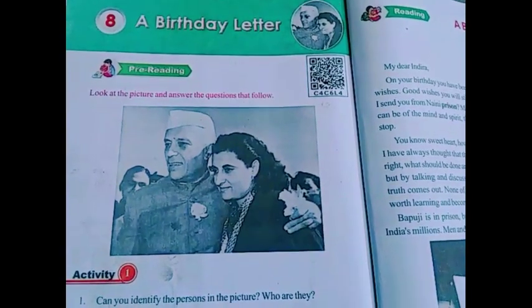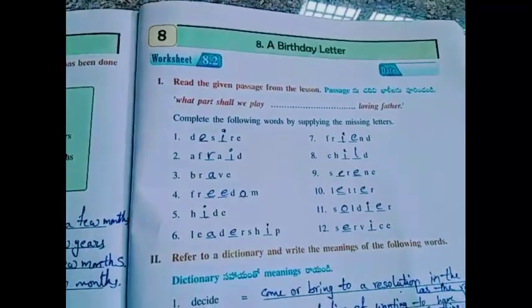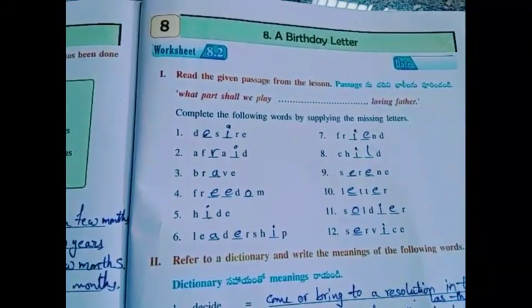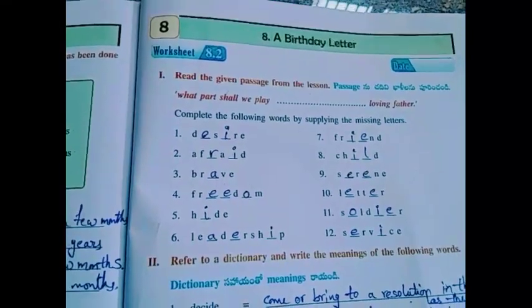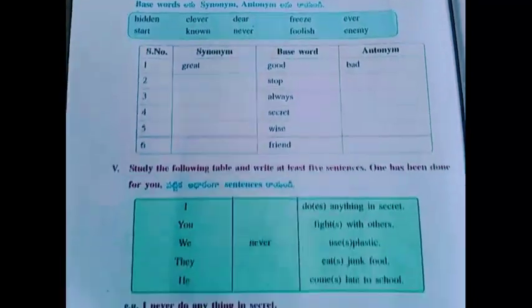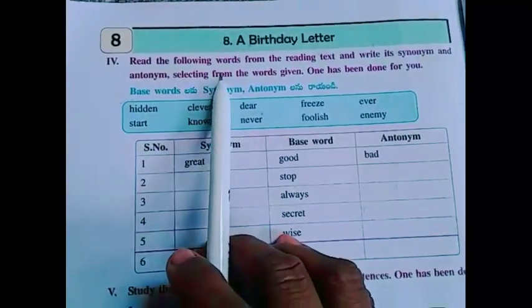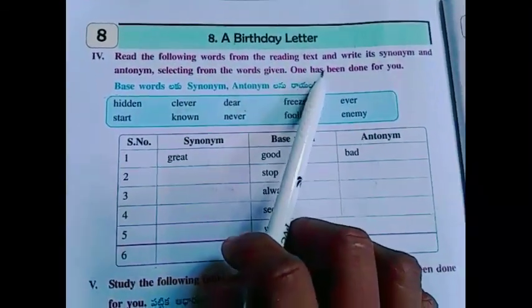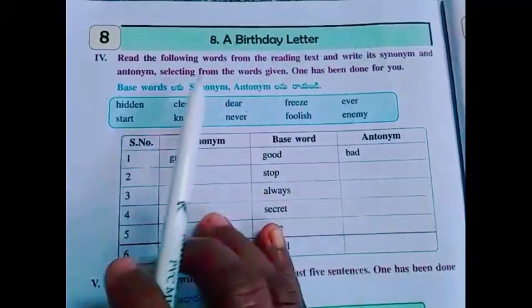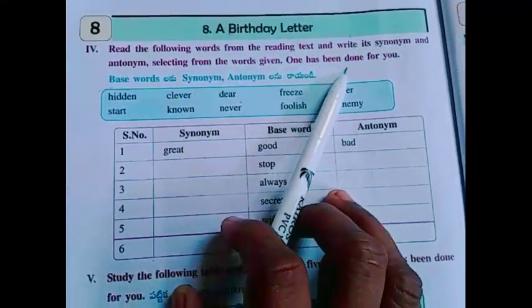Lesson from a birthday letter, 5th class, workbook part. This is the activity from worksheet 8.2, 4th Roman, page number 131. Read the following words from the reading text and write its synonym and antonym selecting from the words given. One has been done for you.